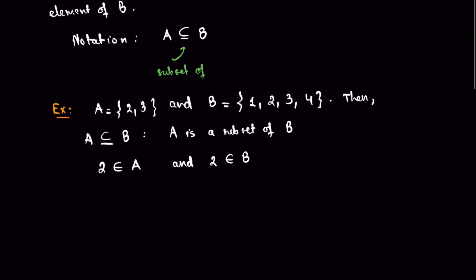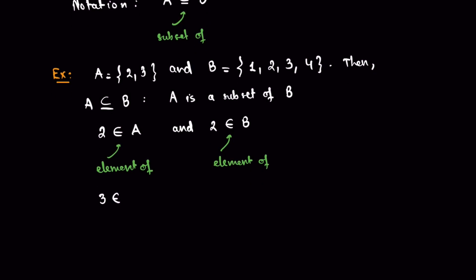So again, let me remind you of this particular notation. This is element of, this is element of. And furthermore, the element 3 is also an element in A, and 3 is also an element in B. Therefore, again, you can say that the set A is a subset of B.